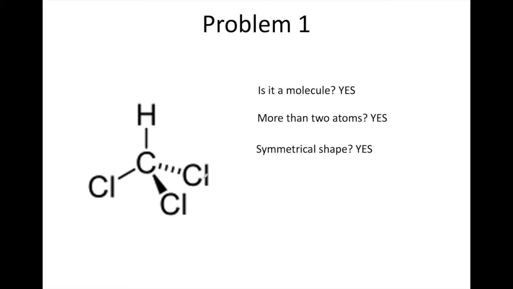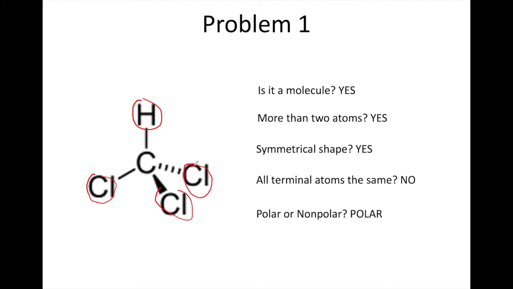Okay. So let's start with CHCl3. Okay, that's our first one. So is this a molecule? Yes, it is. We have nonmetals bonded together. Are there more than two atoms? Yes, there are. Is this a symmetrical shape? It's tetrahedral. The answer is yes. Are all of our terminal atoms the same? No, we have one different. 3 of them are the same. So because our terminal atoms are not the same, this is going to be polar.